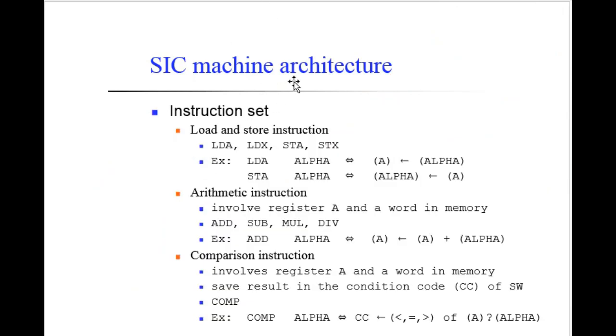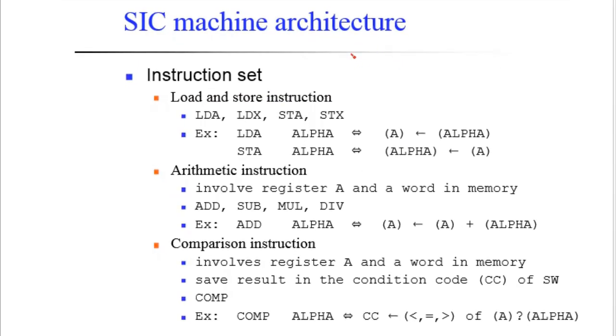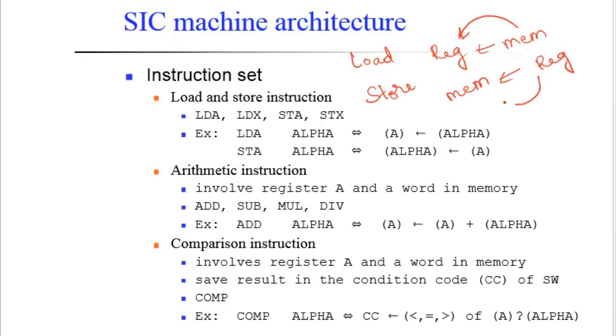The next feature that we have to understand is the instruction set. The first category of instructions available is load and store instructions. What do you mean by load operation? If you are loading a register from memory, that is, loading some contents from memory to a register, we call it a load operation. What do you mean by store operation? If you are storing the contents from a register to memory, we call it a store operation.